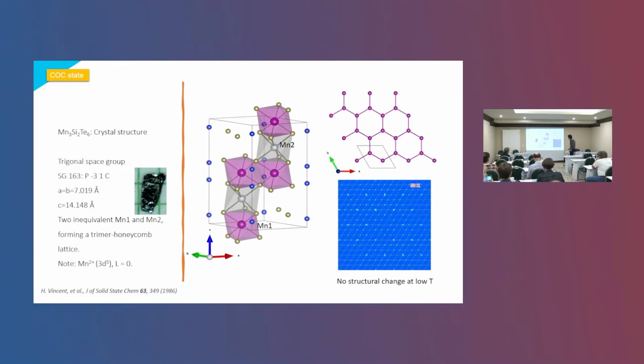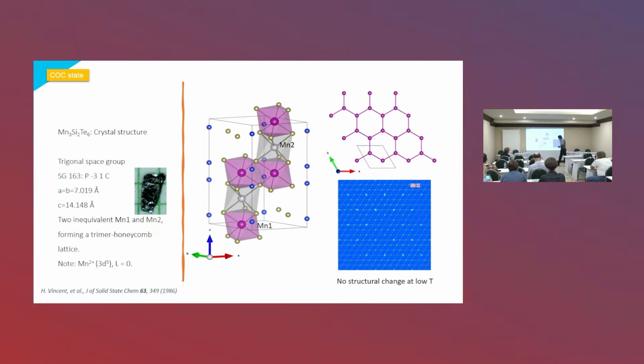So this is the structure. It is a trigonal structure, and there are two inequivalent manganese sites. This is Mn1, and Mn2 is here. That's why it generates a ferrimagnetic state, not an antiferromagnetic state. And the AB plane forms this trimer honeycomb structure. Now this is neutron diffraction at a low temperature, 50 Kelvin. There is no indication of a structure change below 78 Kelvin, which is the Curie temperature.